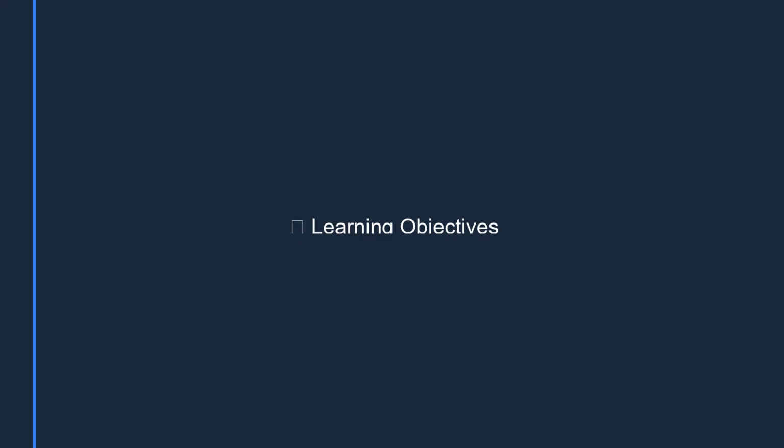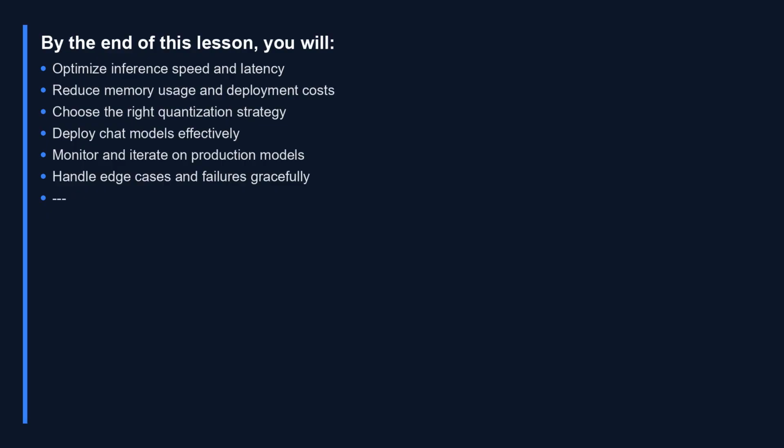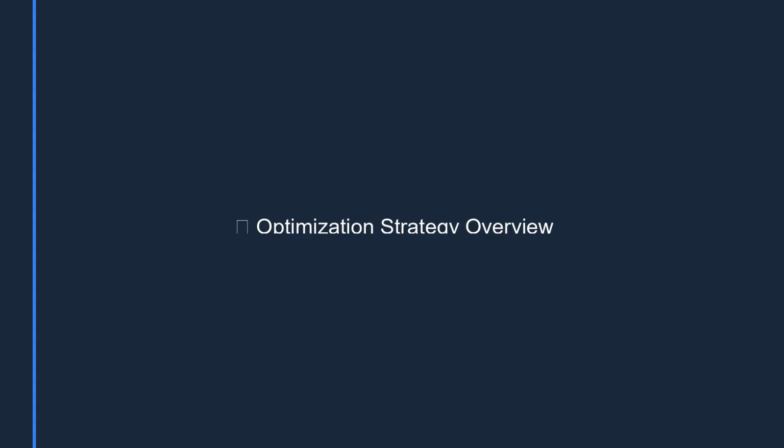Learning objectives. By the end of this lesson, you'll know how to optimize inference speed and latency, reduce memory usage and deployment costs, choose the right quantization strategy for your hardware, deploy your chat model as a real web service, monitor it in production, and handle the edge cases and failures that will absolutely happen once real users start poking at it. Optimization strategy overview.